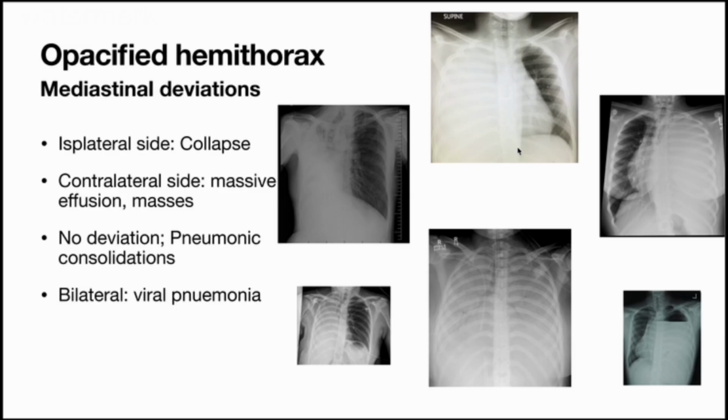Okay, then we say there is a generalized homogeneous opacification over the right hemithorax with a positive silhouette sign, hemidiaphragm and mediastinum, and with significance there is no compression of the midline structures. That means we rule out a tumor or massive effusion. And of course we also say there is no air bronchogram, which rules out a consolidation.